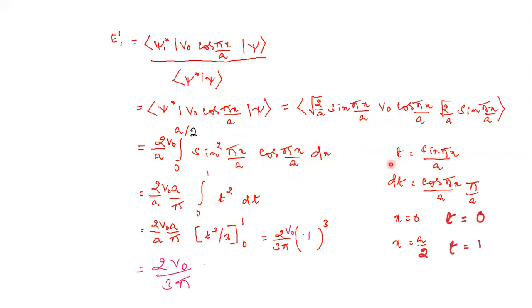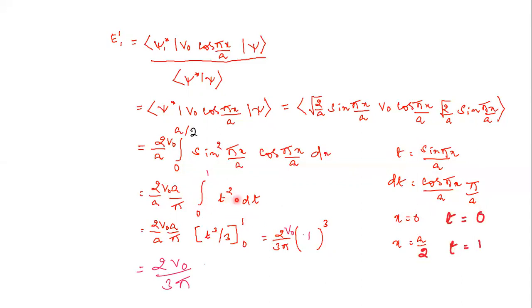We'll make the substitution t equal to sin pi x by a, and dt, differentiating this, will become cos pi x by a times pi by a dx. Then at x equal to 0, t becomes sin 0, which is 0, and at x equal to a by 2, we are left with sin pi by 2, so t is equal to 1. Now we will make the substitution, x in terms of t, and the limits also will be changed. 0 to a by 2 has become 0 to 1. This has become t square dt.